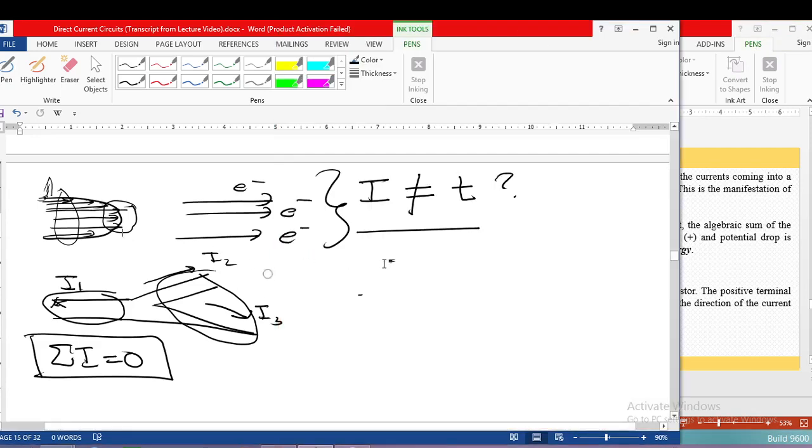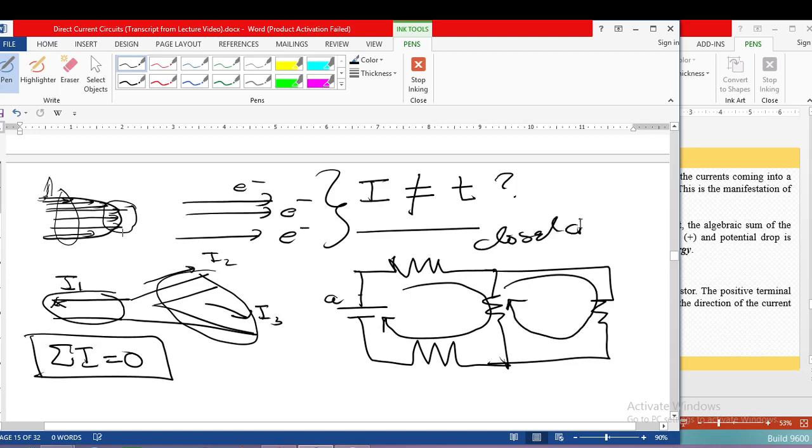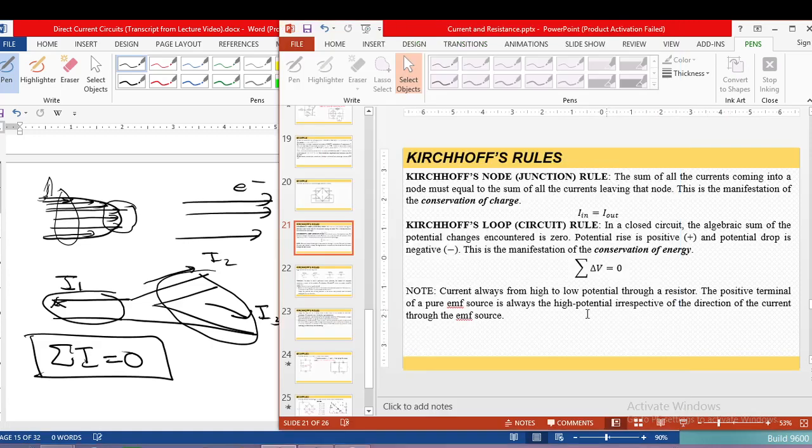So for example, I have a circuit here. This is one loop, meaning that it returns to where it started. So this is point A, then it returned to point A. So that is considered a loop. This is also considered a loop in a circuit. As long as it is closed, it is a closed circuit. That is a loop.